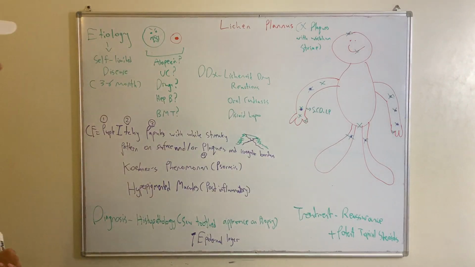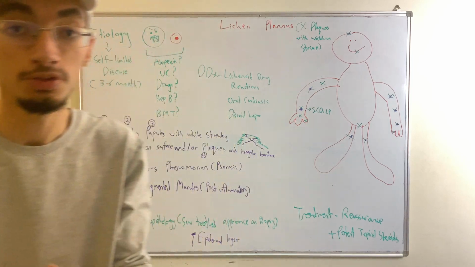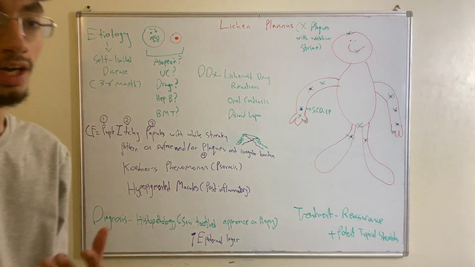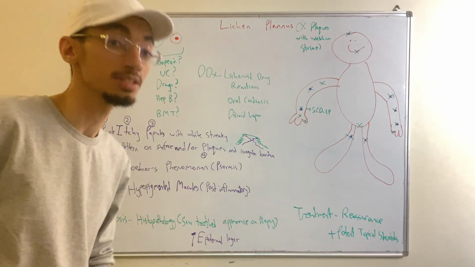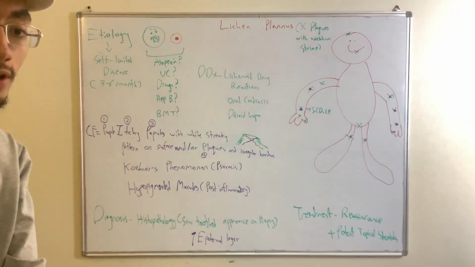Now, if you remember, papules are raised lesions less than 1 centimeter. If they're more than 1 centimeter, they are considered plaques. So plaques and papules are the same thing, with differences in size. Typically, these purple-colored lesions represent the lesion found in lichen planus.